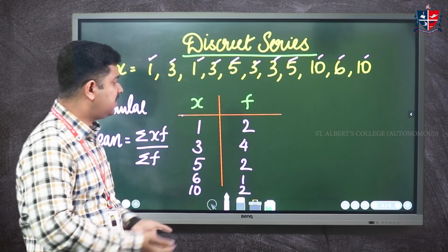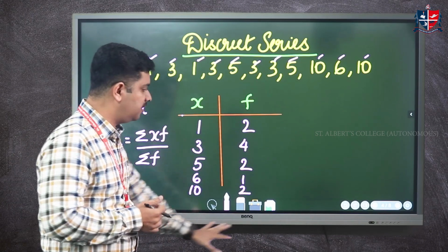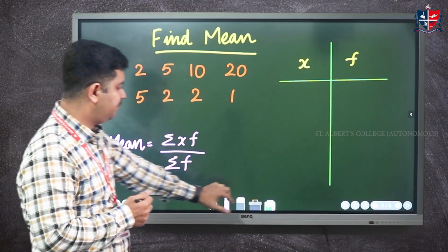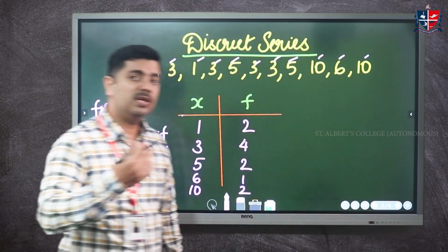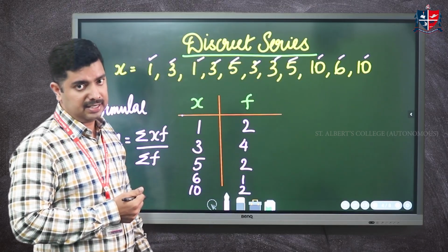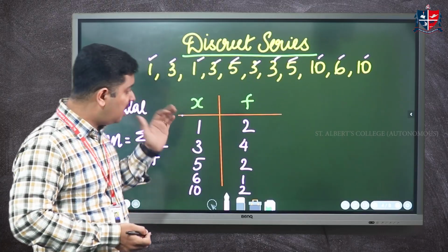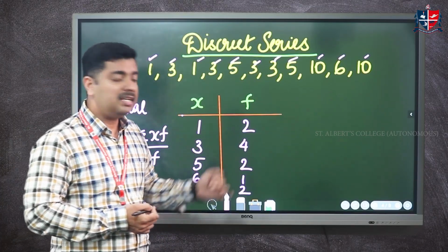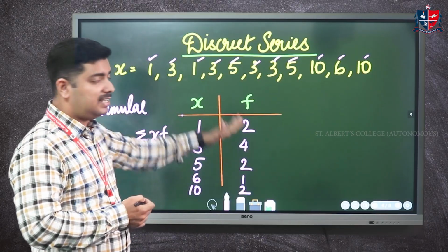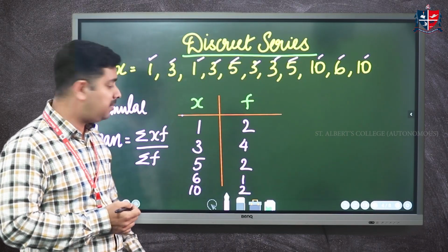Alright. Sometimes a problem will be directly given to you, just like in my next example. But now I just made you understand how an individual series can be converted to a discrete series. Now what we are going to do next is, how will you find the mean of this particular series when it is given in discrete series? When it is given x and the frequency, how will you find the mean?